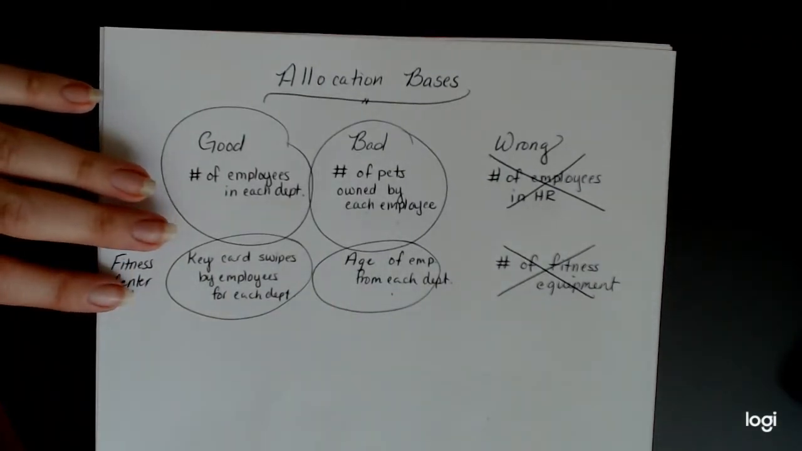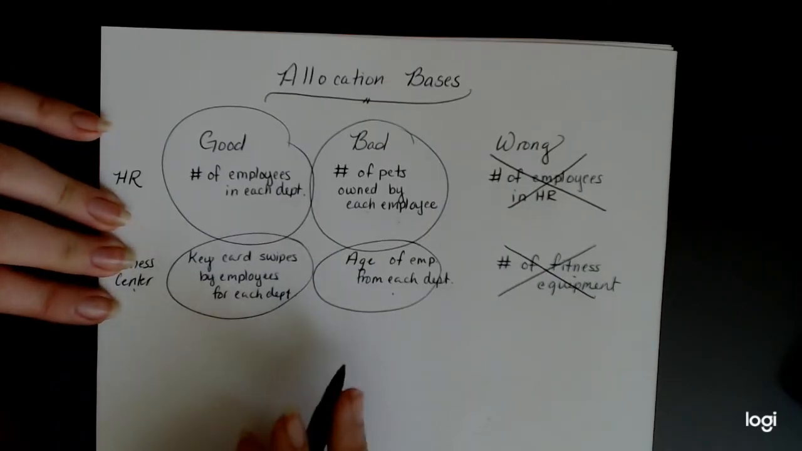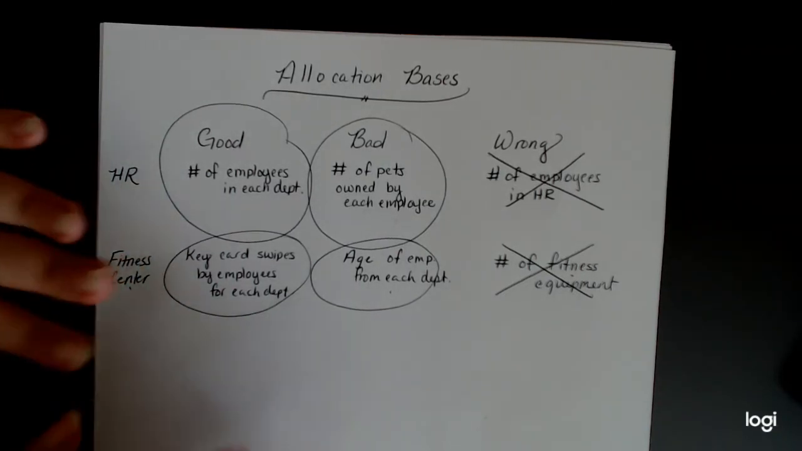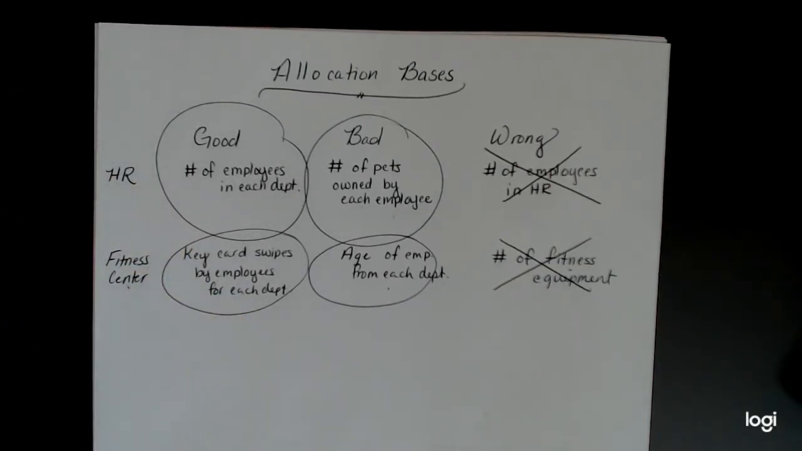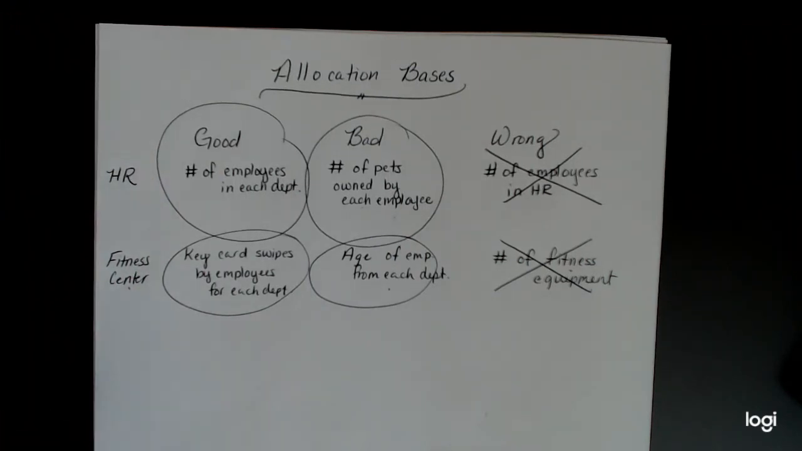Now, you might notice when you're looking at the allocation bases at the end of your chapter that some of the examples are very vague. For example, they'll say things like number of employees. I want more than number of employees. I want you to be very exact with how you're doing it. So as you're going through these different areas, try to be as specific as possible about the allocation base that you want to use.